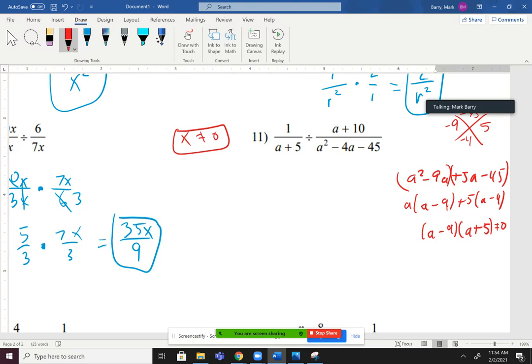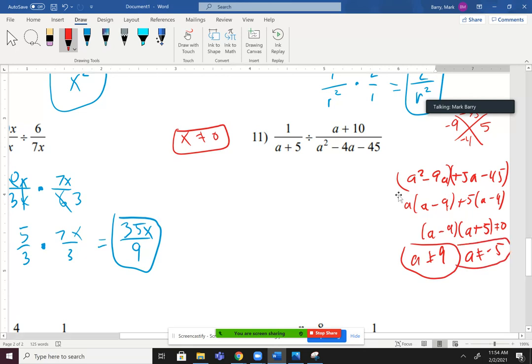So we know a cannot equal 9 then, and a cannot equal negative 5. If I look at the other denominator over on the other side here, a plus 5, I see that I already have that one accounted for, right? I already said that a cannot equal negative 5. That was one of my parentheses over there, so I don't need to write it again. It's already done, okay?